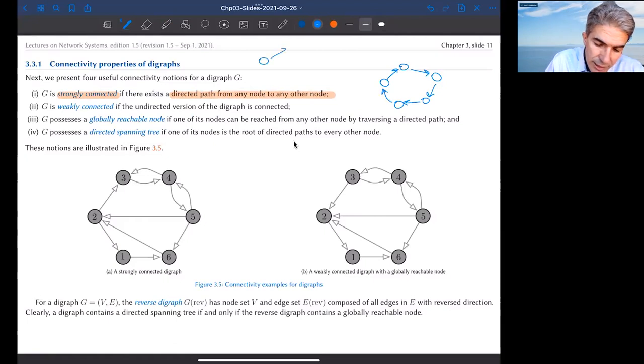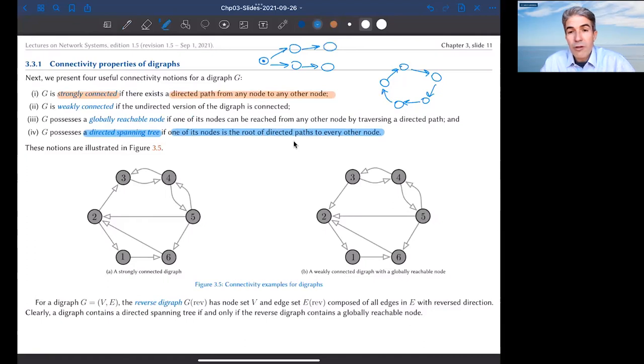Now, in the previous slide, I drew this picture, right? In this picture, from one specific node, the root, you can go everywhere else. That means a graph may possess a directed spanning tree if one of its nodes is the root of a directed path to every other node. So a graph is said to contain a directed spanning tree if there exists a node from which you can go everywhere. It's directed because you're following directed paths. It's spanning because you go everywhere. And it's a directed tree because there's at least one path. You can always eliminate some edges if the path is not unique.